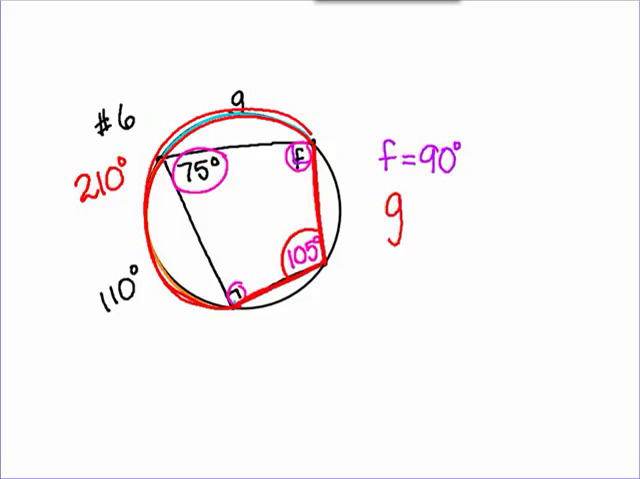what must G have to equal? 100. For those of you wondering why, you've already got 110 right here. So the additional amount you need to get to 210 is 100. And there you go. That's what F and G are.